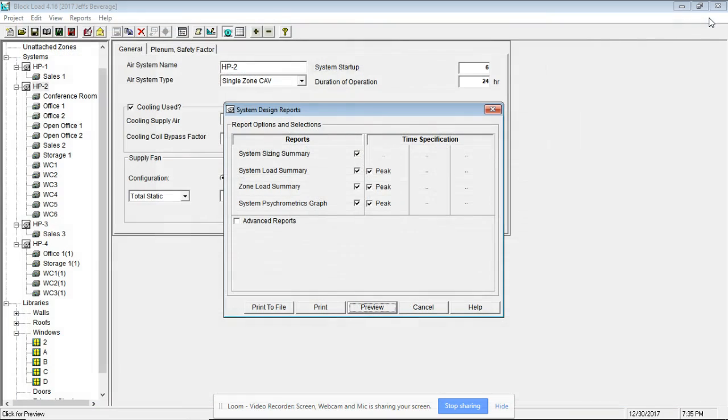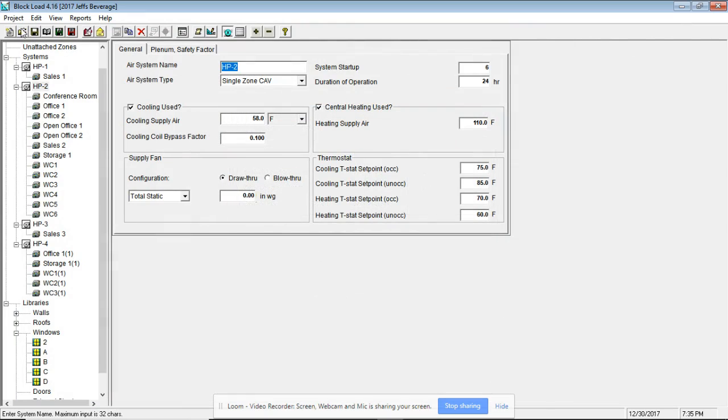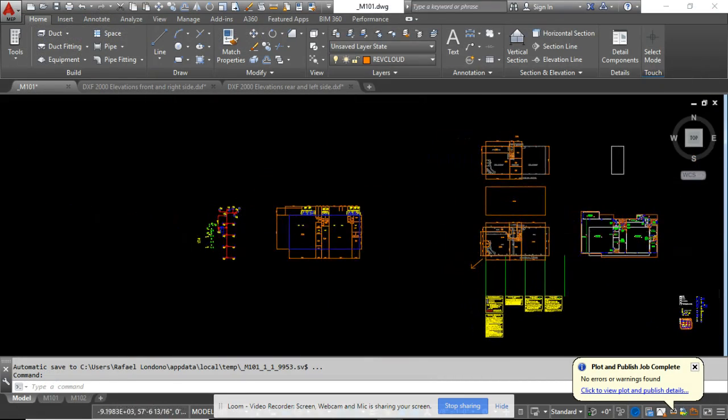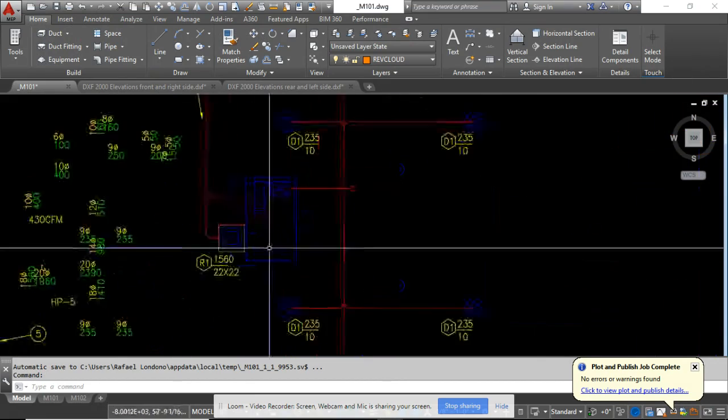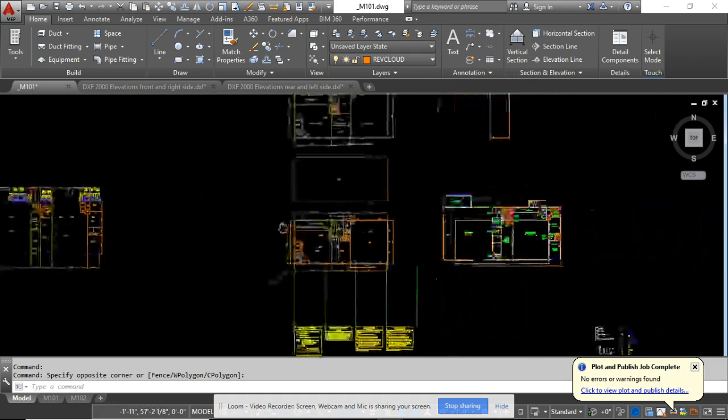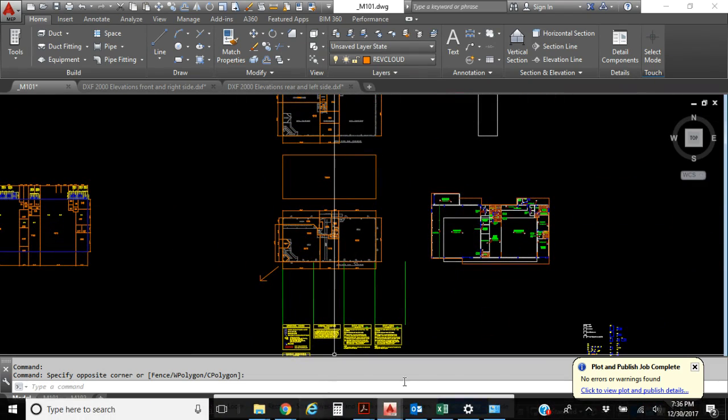After this, I might do another example that's a restaurant or something like that, just to show some things that don't show up here. I'll hit save here. I'll be able to exit our block load program, close it. Now I'm ready to start putting supply registers, return registers, rooftop units, exhaust fans, and things into these spaces, now that I know how much air I need to put in here.